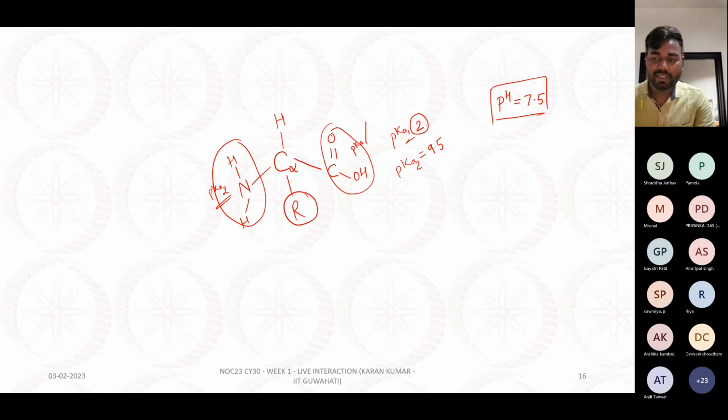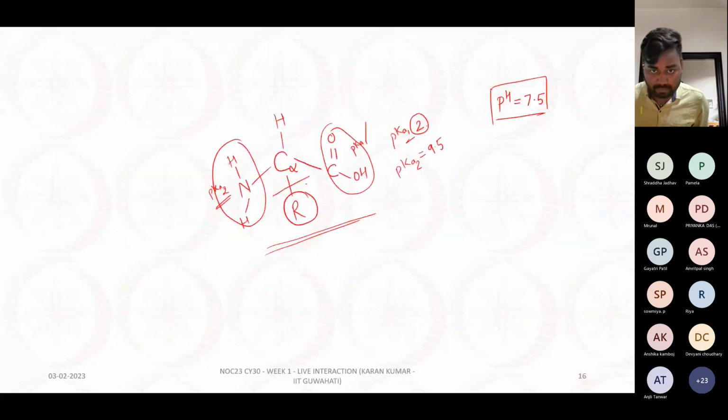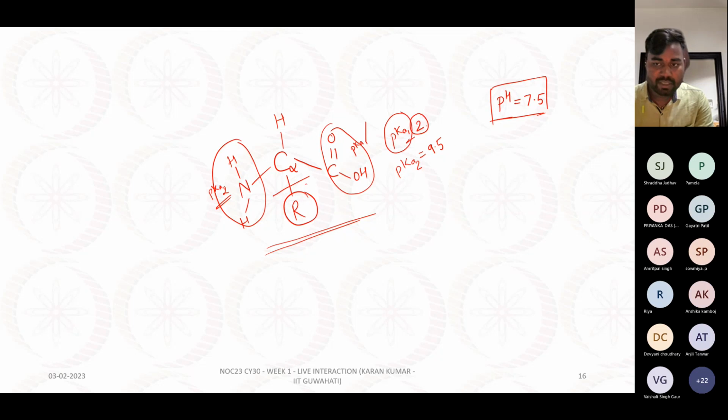Now tell me, at the physiological pH, how will this amino acid be represented? Only the information is given to you, irrespective of side chain. If this information is given, then at the physiological pH, what will happen? Because pKa1 is around 2, which is less than the 7.5.